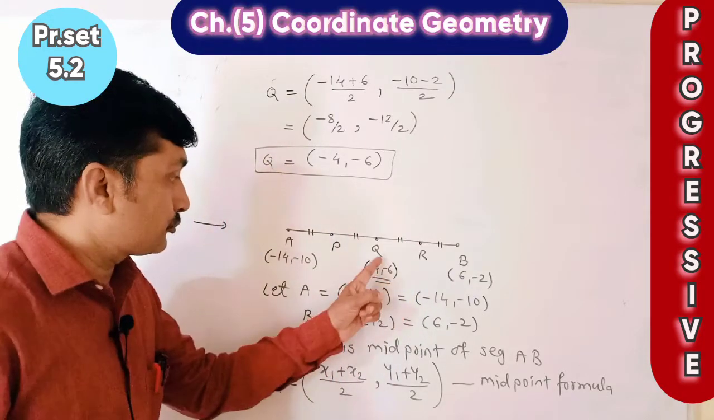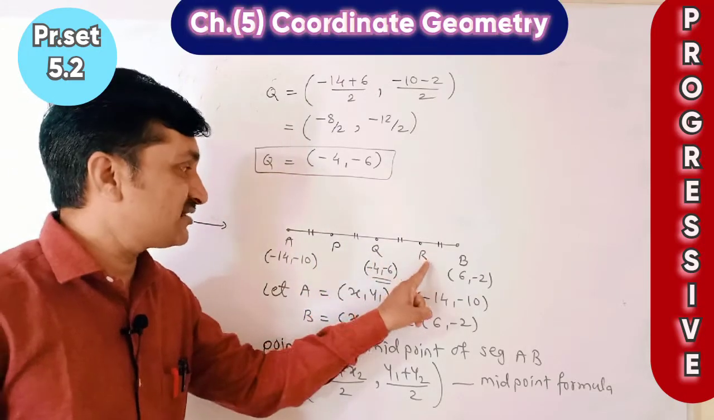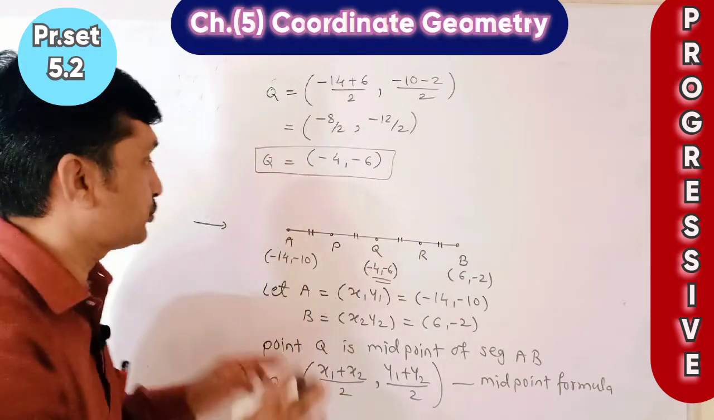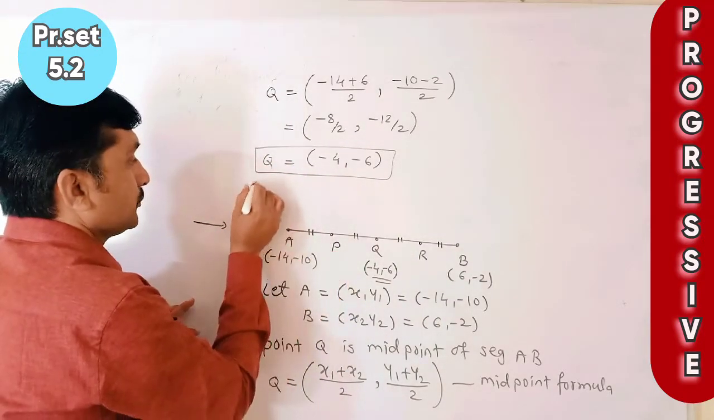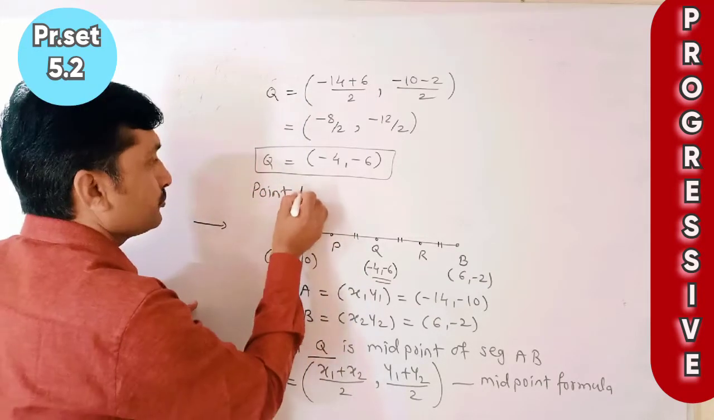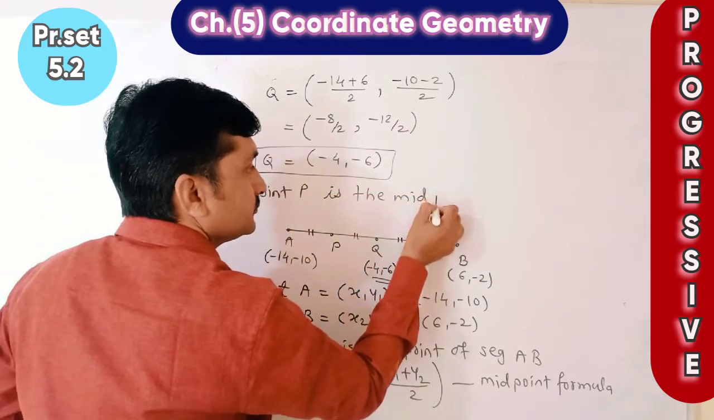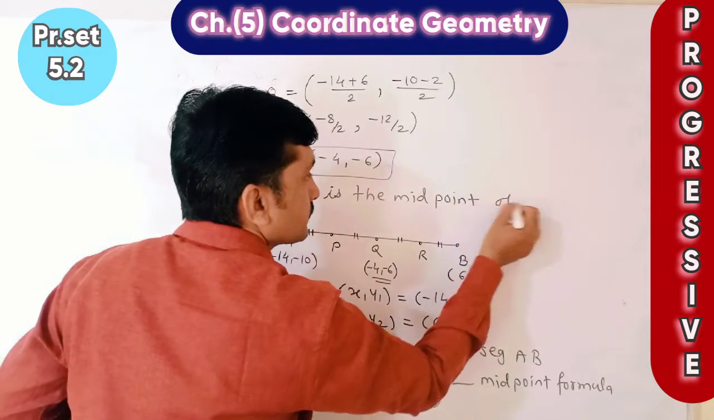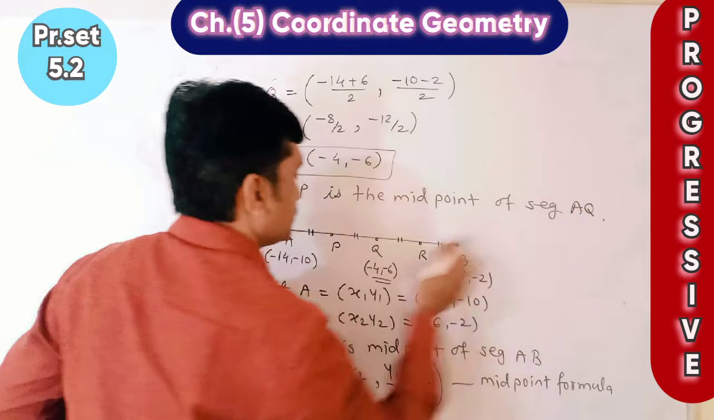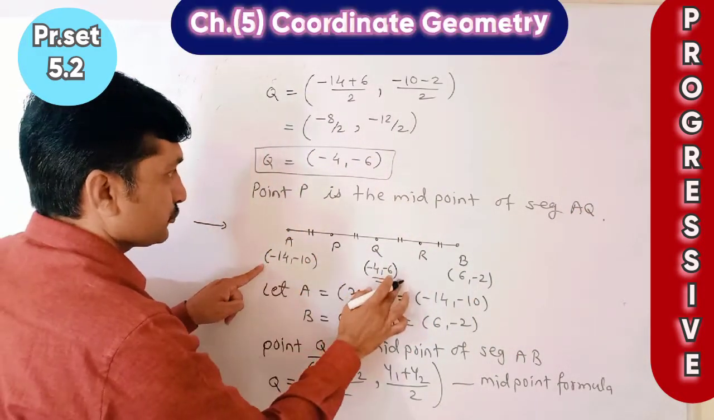Okay, now Q we got. Now P is the midpoint of AQ, and R is the midpoint of QB. That means we have to solve it by the midpoint formula only. No need to use the section formula. Now I take point P. P is the midpoint of which segment? AQ. P is the midpoint of AQ. Now let A be this and Q be this.